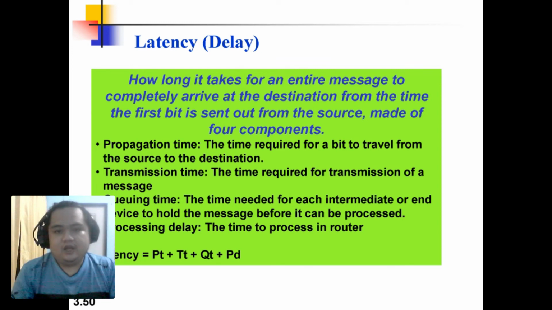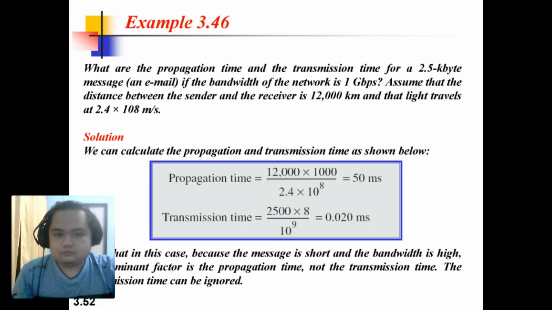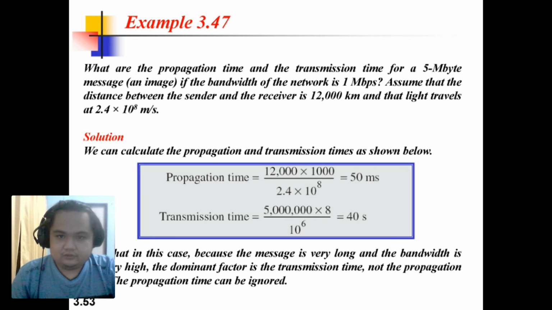Latency, or delay, defines how long it takes for an entire message to completely arrive at the destination from the time the first bit is sent out from the source. So this is how we can calculate the propagation time. We can calculate the propagation time and transmission time in this example.